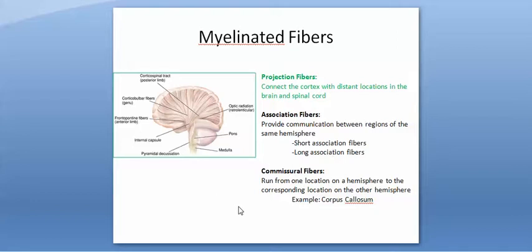The next one are association fibers, and association fibers provide communication between regions within the same hemisphere. An example would be the arcuate fasciculus between Broca's and Wernicke's. They can be short or long; that's a longer one. And then we have commissural fibers. The corpus callosum is a great example, and that runs from one hemisphere to the other hemisphere.